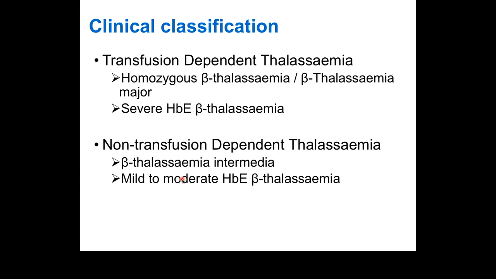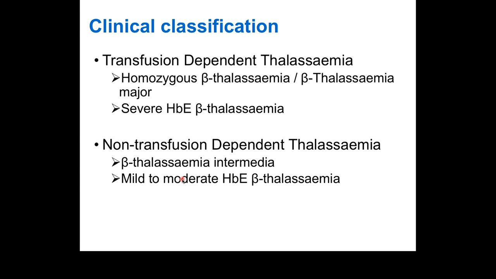This group is composed of homozygous beta thalassemia patients, which are also known as beta thalassemia major. Hemoglobin E beta thalassemia, as you will see in the next few slides, is a spectrum of disorder. Some patients of hemoglobin E beta thalassemia will be classified as transfusion dependent thalassemia, which we will discuss a bit later.